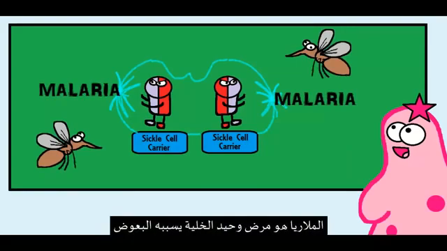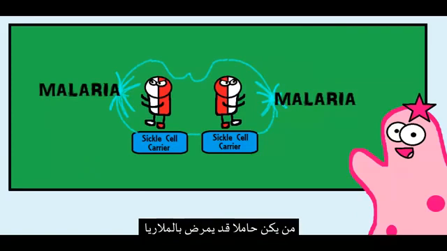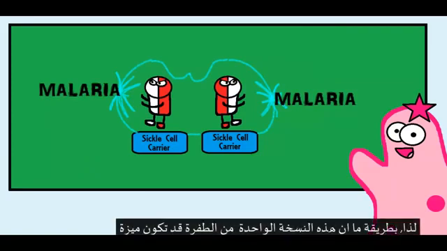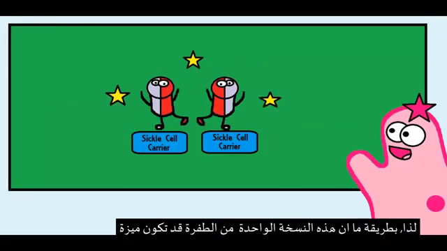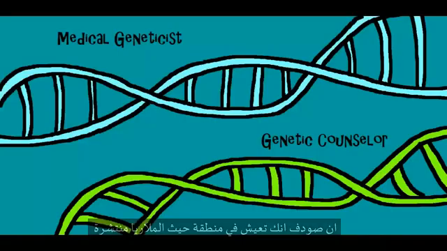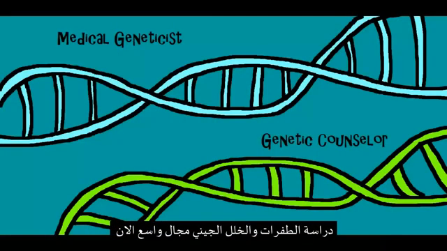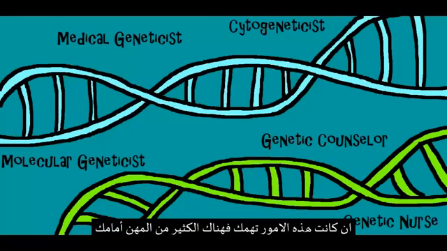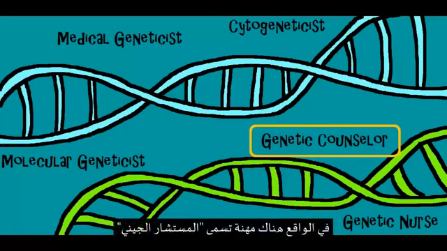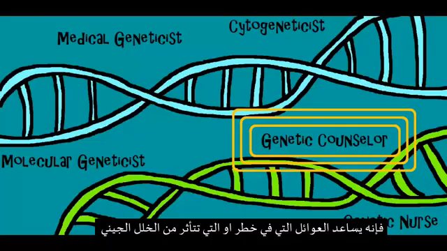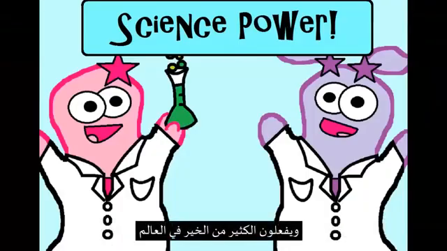Malaria is a disease caused by a protist that can be transmitted by mosquitoes. These individuals, they can still get malaria, but usually their symptoms are less severe. So in a way, this 1 copy of a mutation can be an advantage if you happen to live in an area where malaria is really present. Studying mutations and genetic disorders is a huge field right now. If this kind of thing interests you, there are a lot of careers to look into. In fact, there's a career known as a genetic counselor. They work to help families that may be at risk or affected by genetic disorders. They do a lot of good in the world.